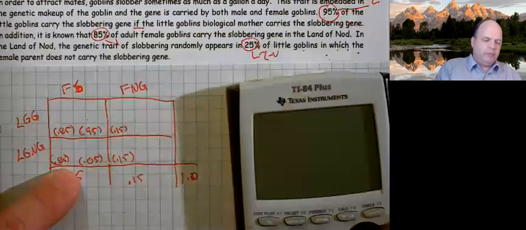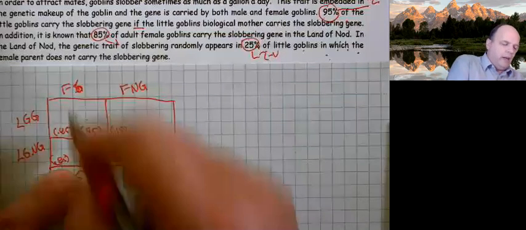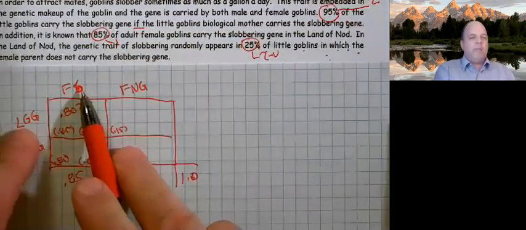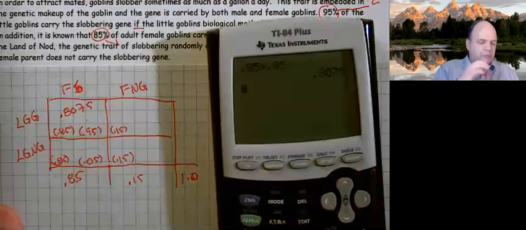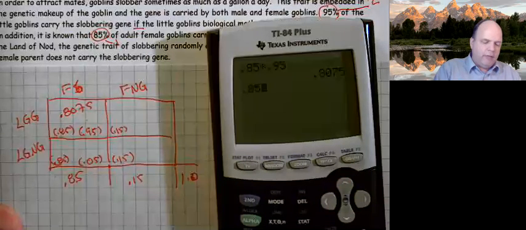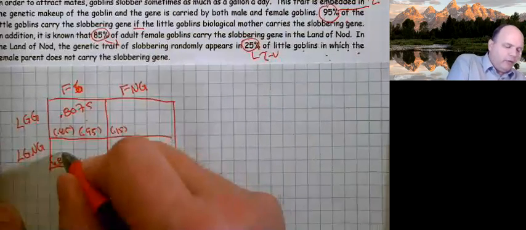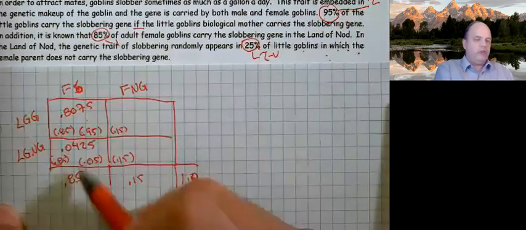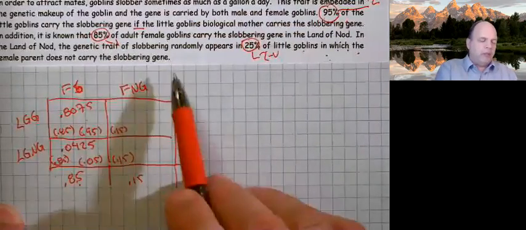So let's multiply this out. 0.85 times 0.95 is 0.8075. So the probability that a randomly selected goblin, that both of them, the little goblin and the mom, carries it is 0.8075. All right. And then 0.85 times 0.05 tells me that we have 0.0425. And I should check myself. This plus this should equal that. And if it does, we probably are doing things right. Not 100%, but that's probably a good indication.